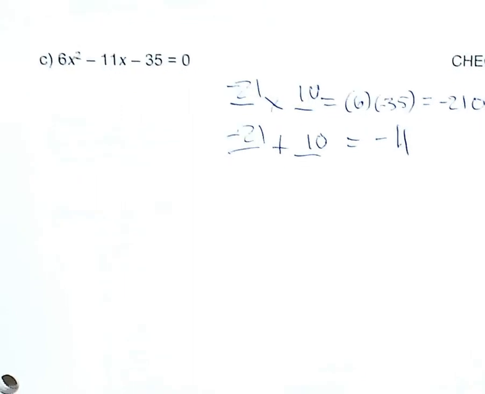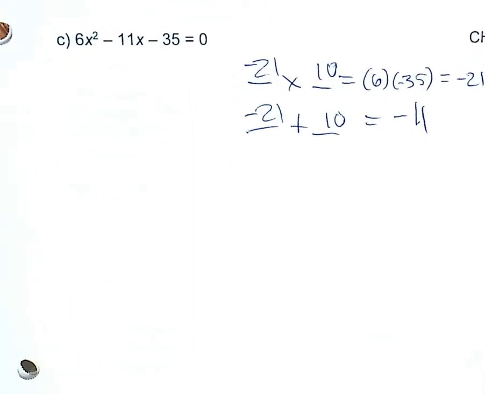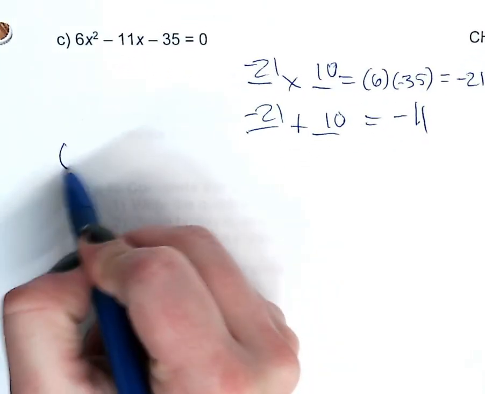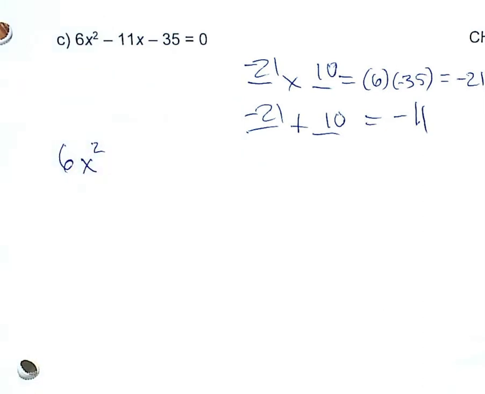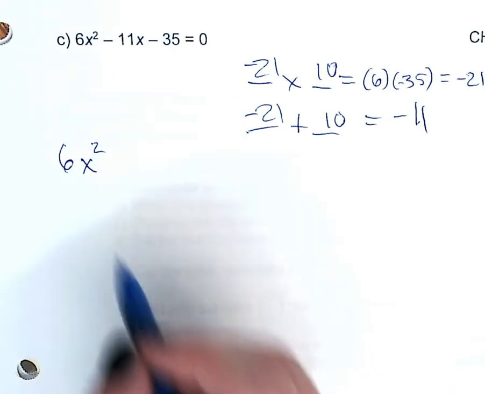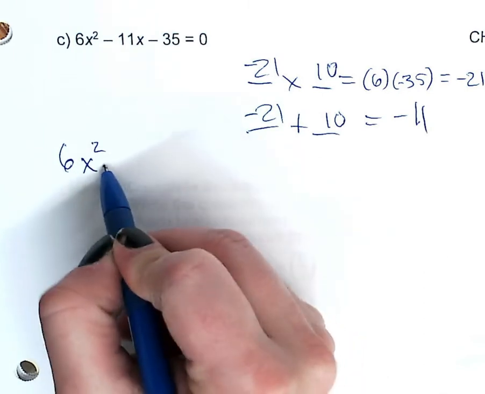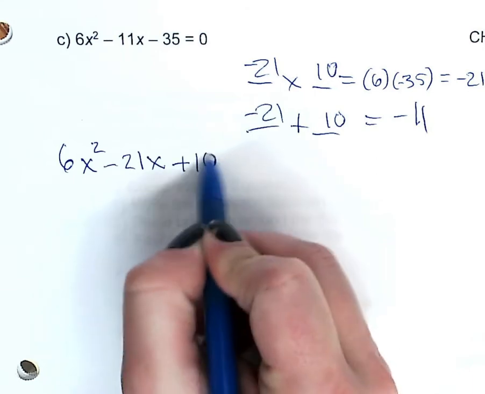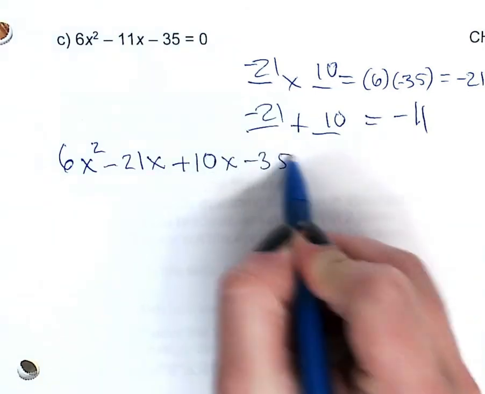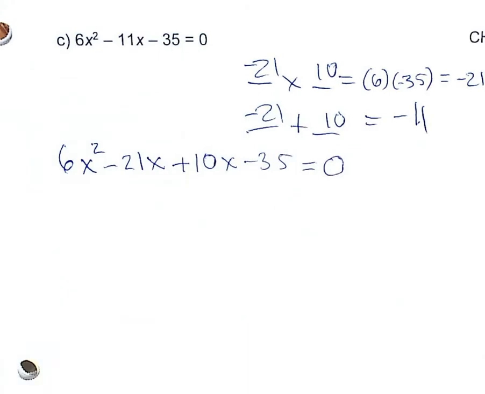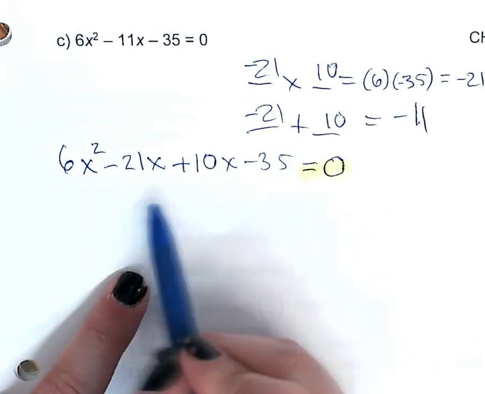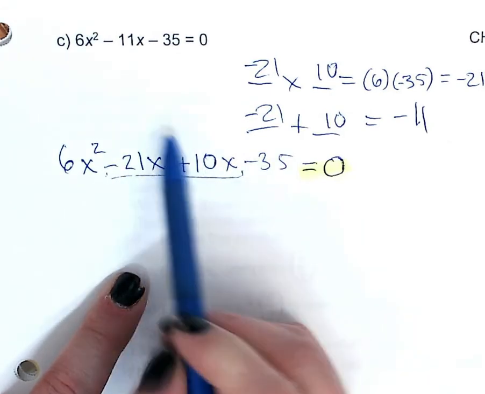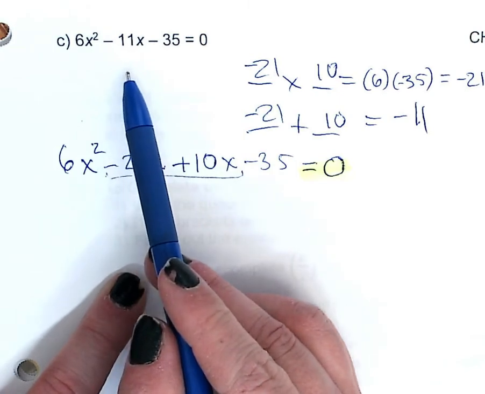Okay, so now that we have our numbers, we can move on to the factoring part. Start by writing the first term again, 6x squared. Then take either term that you found, so let's take negative 21x plus 10x minus 35, and don't forget your equals 0. Make sure it equals 0, okay? It's extremely important. And remember, we do this because negative 21x plus 10x still equals negative 11. We've just written it in a different way.